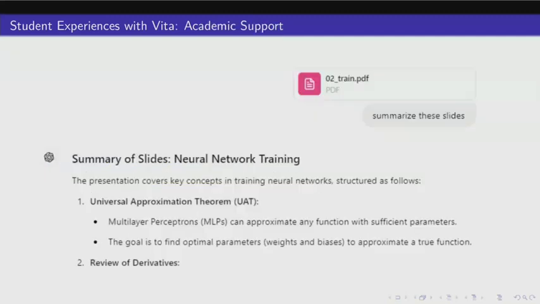Students can also ask Vita to summarize the entire lecture slides and give some highlights, summaries and details about the lectures. Vita can summarize the entire slides very well and give itemized answers.